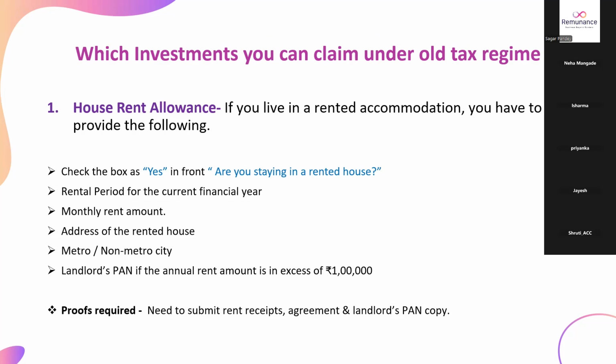Then you have to mention the monthly rent amount, then the address of the rented house. You also have to choose whether the city is metro or non-metro. Then landlord PAN is mandatory if the annual rent amount is more than rupees 1 lakh. To claim HRA, you have to submit rent receipts, the rent agreement, and the landlord's PAN copy. So this is how you can claim house rent allowance.